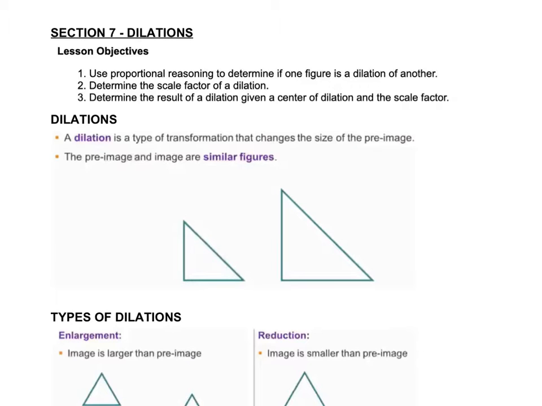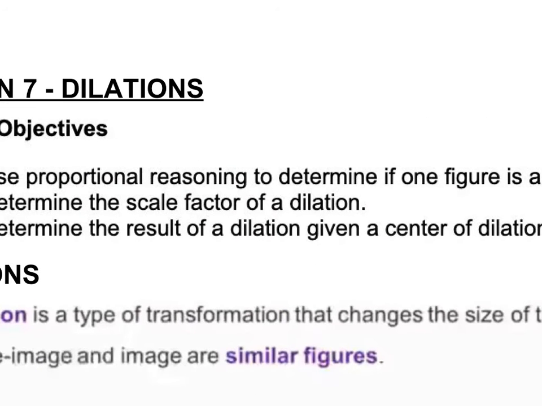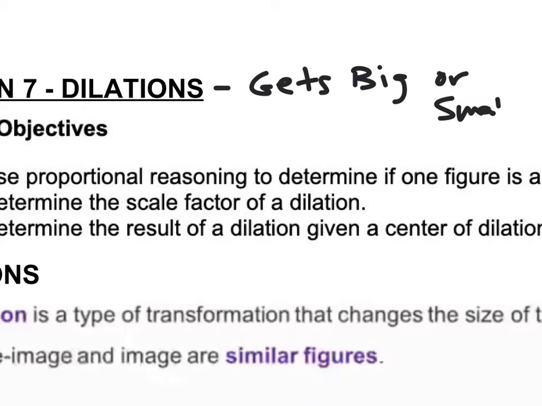This is a video over Unit 7, and we're going to be talking about Section 7 today, which is about dilations. And so today we want to use proportional reasoning to determine if one figure is a dilation of another, determine the scale factor of a dilation, determine the result of a dilation given a center of a dilation, and the scale factor. So a dilation, remember, is when something gets bigger or smaller. So gets big or small, okay?